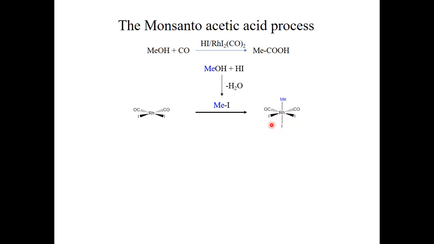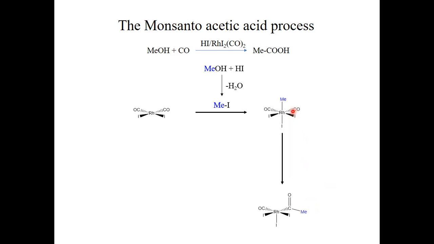So now this species here can further react to form this species here. Do you know what type of organometallic reaction this is? Is that one a migratory insertion? Yes, correct. So this one is a migratory insertion. In particular, this is a carbonyl migratory insertion.